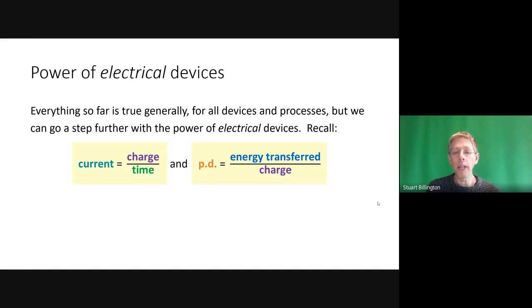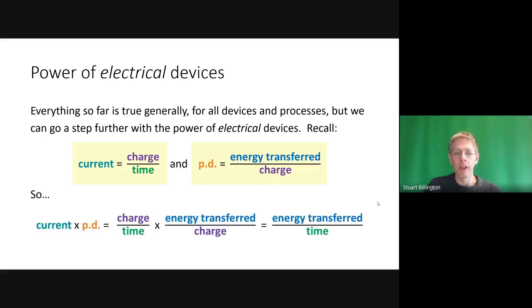What we don't really want to be bogged down with when we're talking about power is the charge, which interestingly appears in both of these formulae. Now, what we're going to do then is a little bit of maths. We're just going to multiply the two numbers together. So we're going to times the current by the potential difference. But the current is just the charge divided by the time.